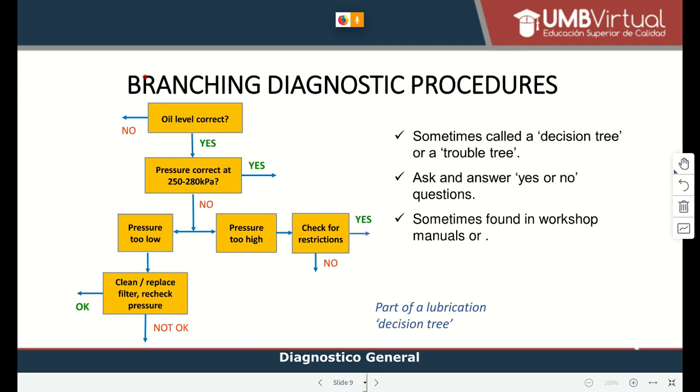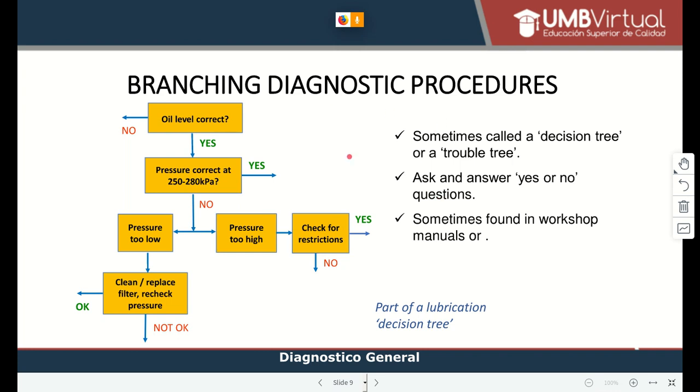These could also generate a DTC, a diagnostic trouble code, and the code may take you through a diagnostic procedure like this one. This is just an example. If the level is correct, yes. The pressure is correct, yes, no problem. But if it is not, pressure too low, you have to check this. If it is too high, check the restrictions. Whether there are restrictions or not, you're going to have to change some component.